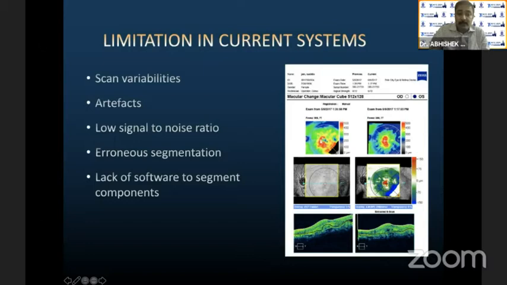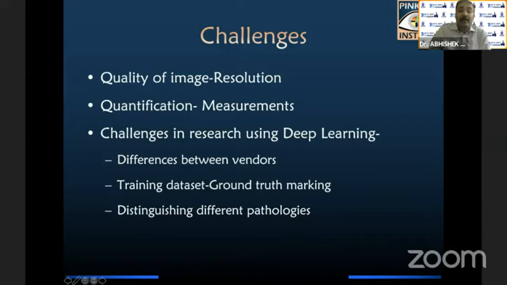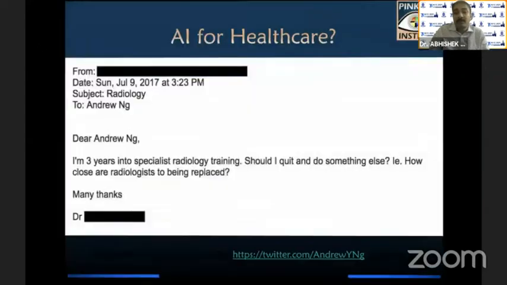Also, there is a lack of software to segment the individual components of a disease. For example, I'll be sharing that in my presentation later on. Also, if you want to do a manual segmentation, the time required is massive. So these are the challenges. One is the resolution of the images. The other is the measurements of quantification, the very limited quantification that we currently have. And the challenges in research in this field are basically difference between the vendors and very limited availability of training data sets and distinguishing between different pathologies.